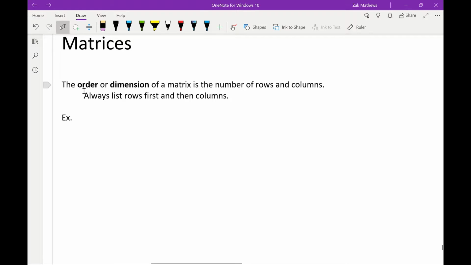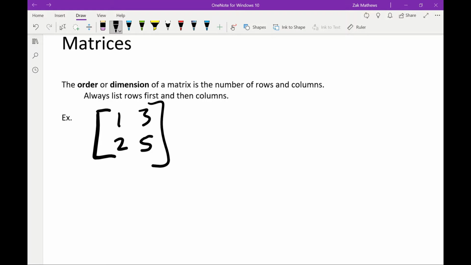So first thing I want to define is the order or dimension of a matrix. The order or dimension of a matrix is the number of rows and columns, essentially its size. Always list the rows first and then the columns. So let's just write out a couple examples. Let's say I have a matrix that looks like this.